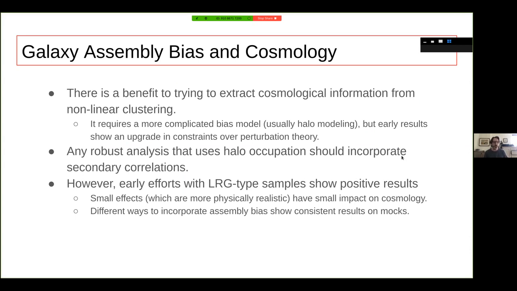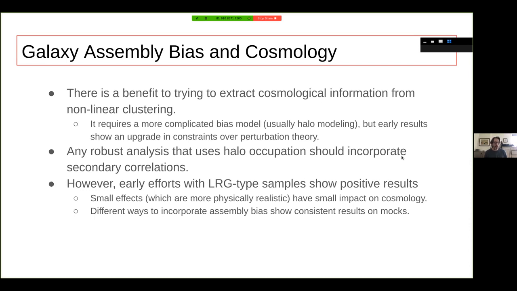So I'm going to start with these three bullet points, which are essentially my takeaways from the talk. First, that there is a benefit to looking at nonlinear clustering for cosmology. It does, of course, require a more complicated bias model, as we've talked about in the previous two talks. But I have to add extra freedom. But the early results do show you get an upgrade in constraints over looking at large scales. And of course, any robust analysis should incorporate secondary correlations if you're getting cosmology.